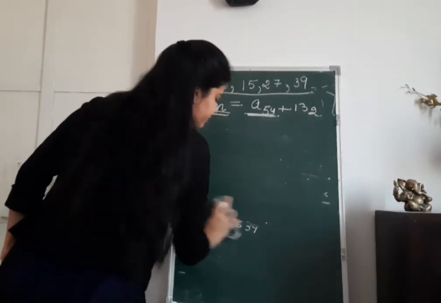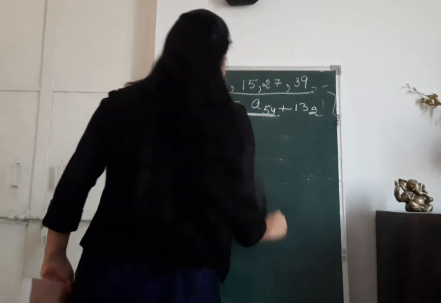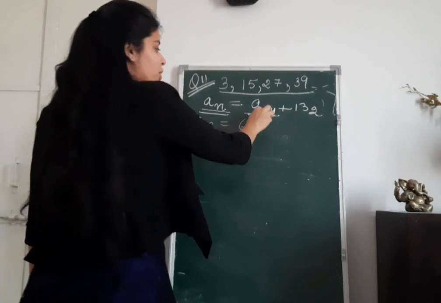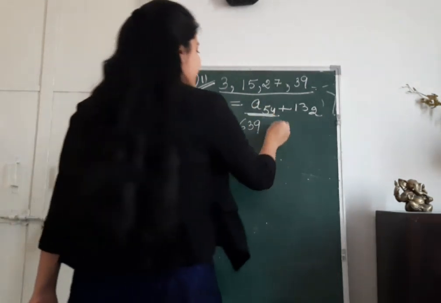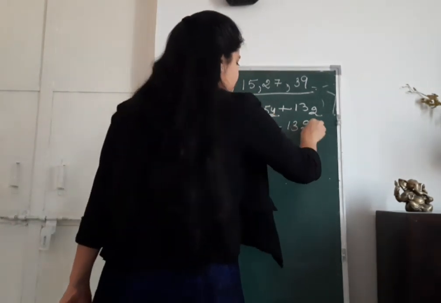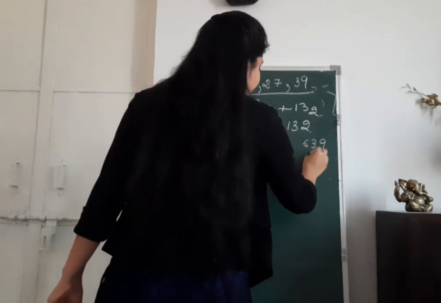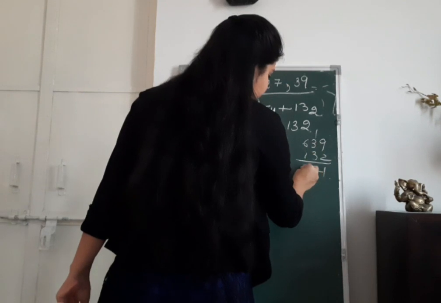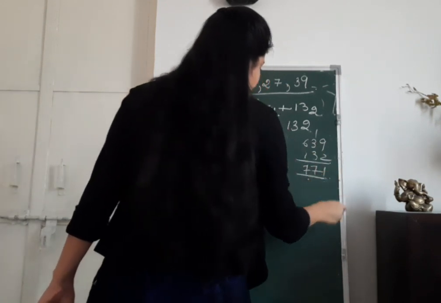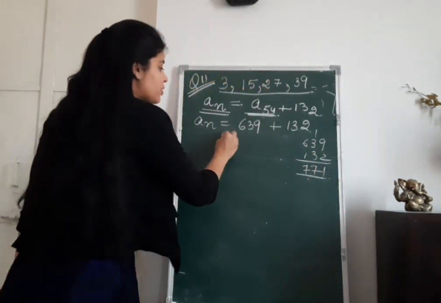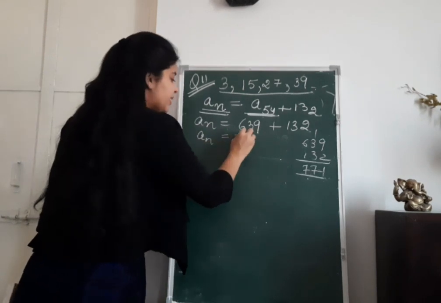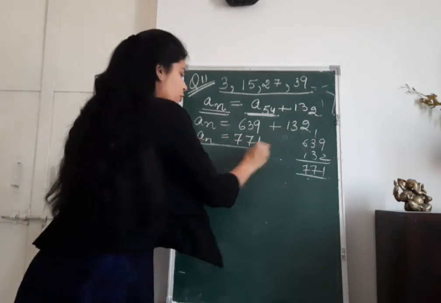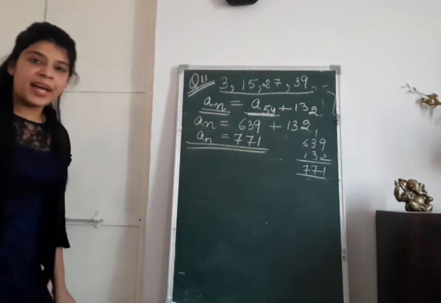639. A54 is 639. So I am putting that here. 639 plus 132 gives me 9, 10, 11, 3, 3, 6 and 7. That gives me An as 771. Now I have to find out what is the value of n here.